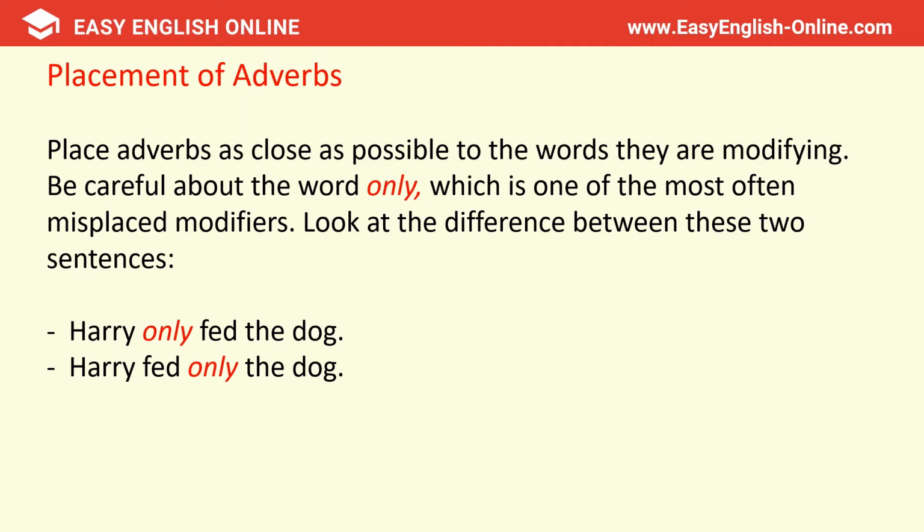Look at the difference between these two sentences. Harry only fed the dog. Harry fed only the dog. The first sentence means that all Harry did was feed the dog. He didn't pet the dog or pick it up or anything else. And in the second sentence, it means that Harry fed the dog, but he didn't feed the cat, the bird, or anyone else who may have been around.